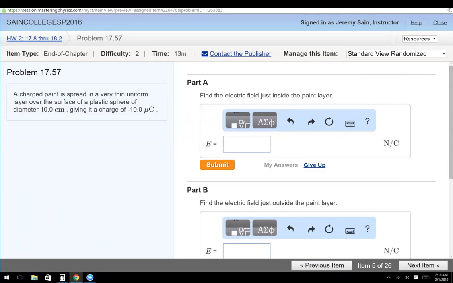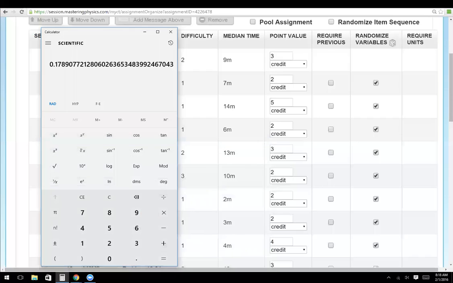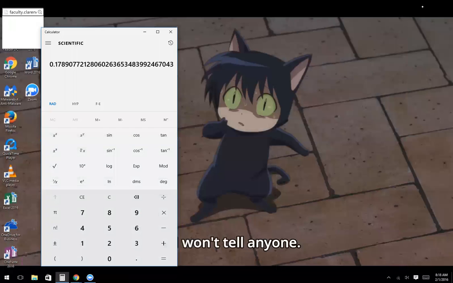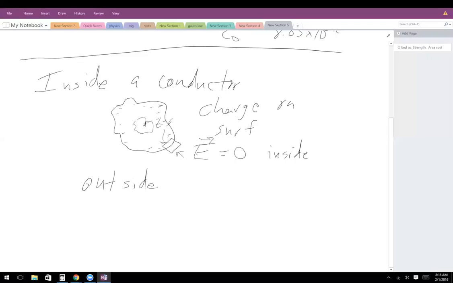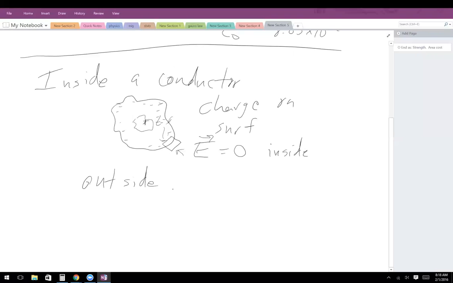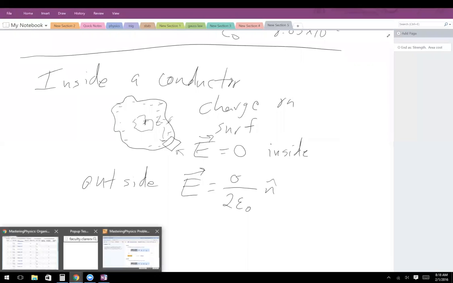Okay. I'm with you. Let me see if I can get OneNote to come back up. Yes. Okay. So E is sigma over 2 epsilon naught, and it's perpendicular. The normal vector just says the direction is perpendicular to the surface. Okay. Cool. So let's go back to the problem.